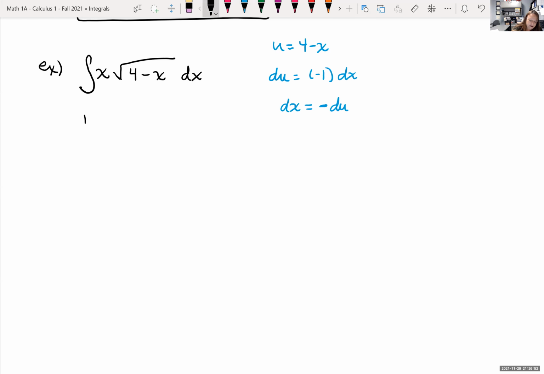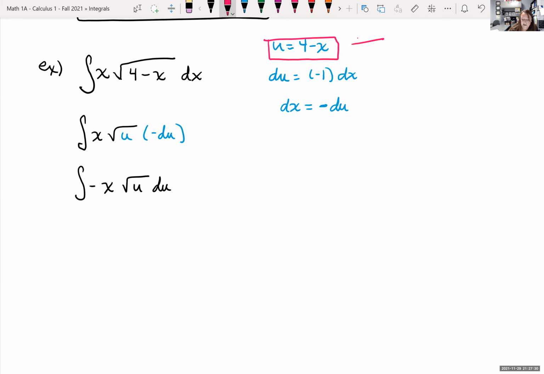So when we go back in here and we substitute, we get x square root of u, and then times negative du. Or if we want to, this is negative x square root of u du. So notice how you have both x and u in there, and we can't have both of those variables in there. We want that integrand just to be in terms of u. So here's the trick. Go back and up here what we had chosen u to be, and let's solve for x.